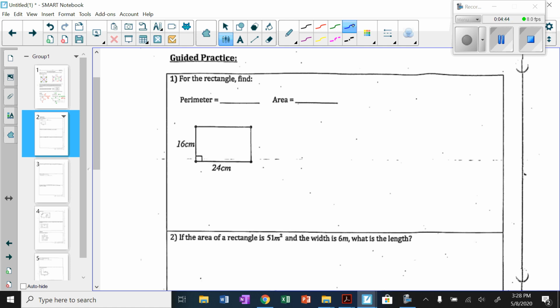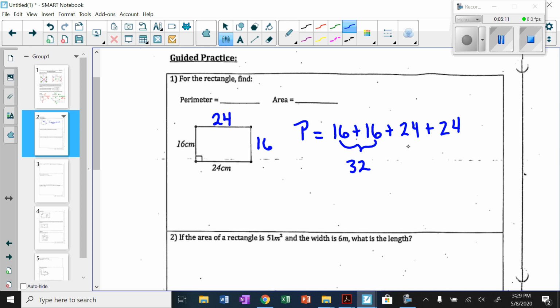Okay, so now let's talk about this for the rectangle. We want to find the perimeter, we want to find the area. So in a rectangle, remember, opposite sides are equal in length. So the perimeter is going to be 16 plus 16 plus 24 plus 24. It's all the sides added up. So 16 plus 16 is 32, 24 plus 24 is 48, 32 plus 48 is 80 centimeters.